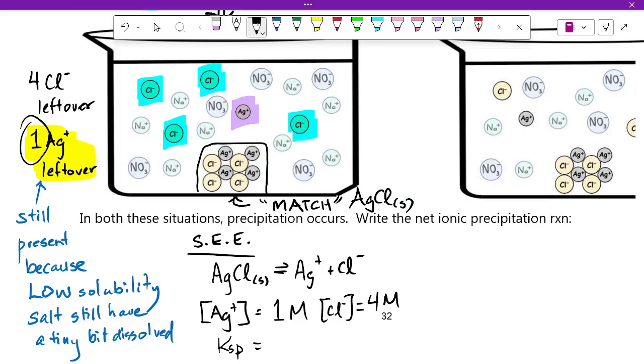Ksp is equal to, what is our expression? Silver times chloride, which is 1 times 4, which is 4. Okay.